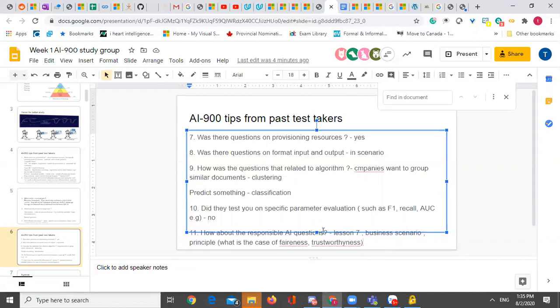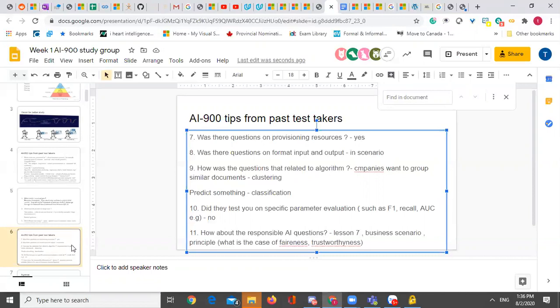And there will also be responsible AI. So lesson 7, there will be testing on principles. It's very different from the others. The others are mainly business scenarios, but here they will test you on principles. For example, what is fairness, what is trustworthiness. So pay attention to the principles for this also.